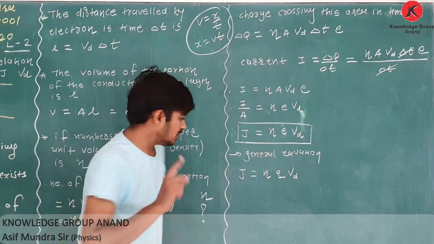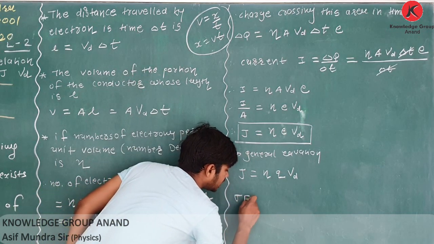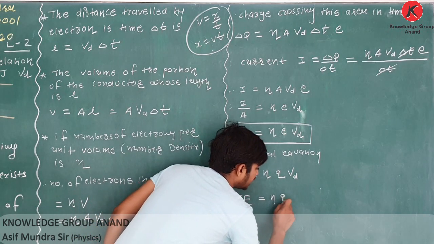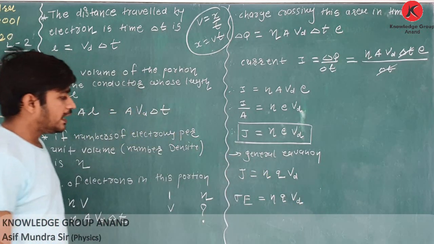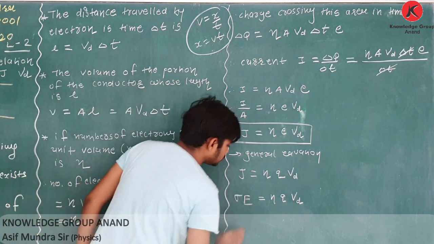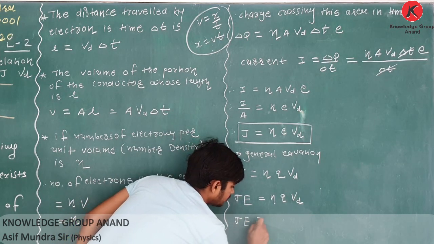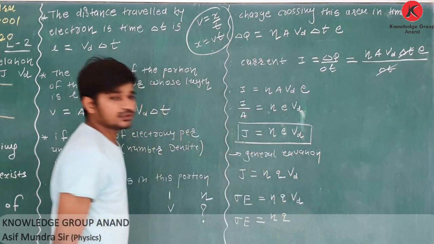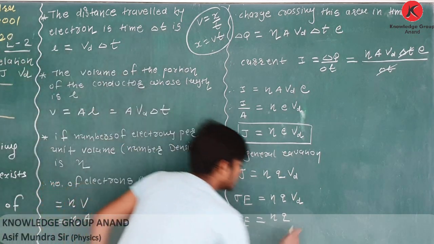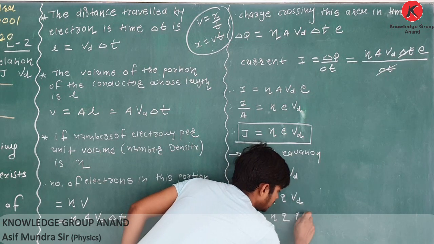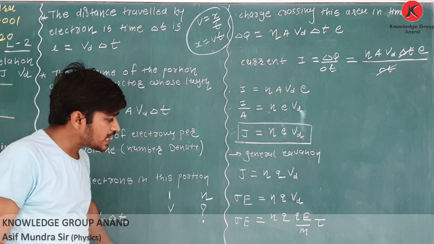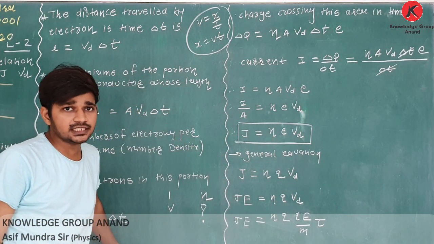Also, we know that J is equal to sigma E, the vector form of Ohm's law. J is equal to sigma E is equal to nqVd. Clear about this? Now J is equal to sigma E, so sigma E is equal to nq times Vd. What is the equation of Vd, if you remember? It is qE upon m into tau. Yes or no? Yes, you know it.